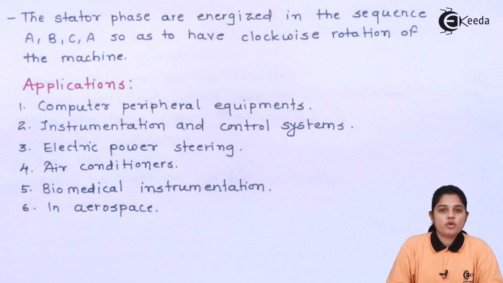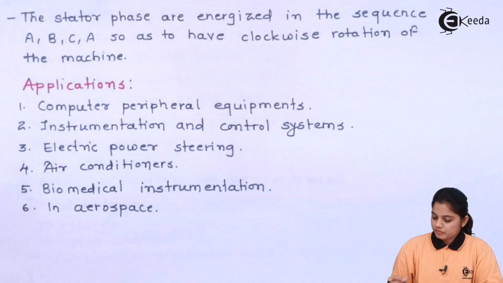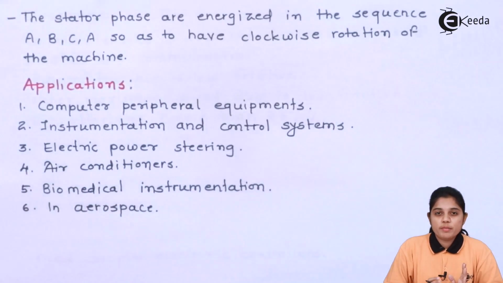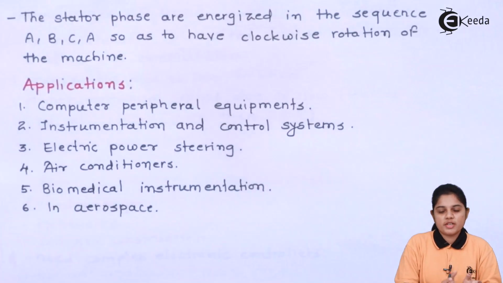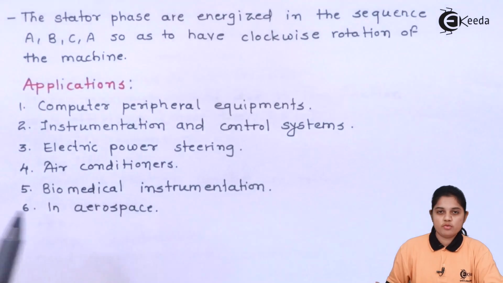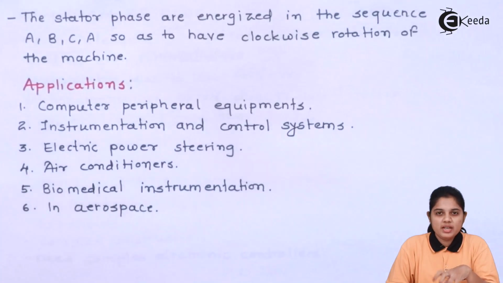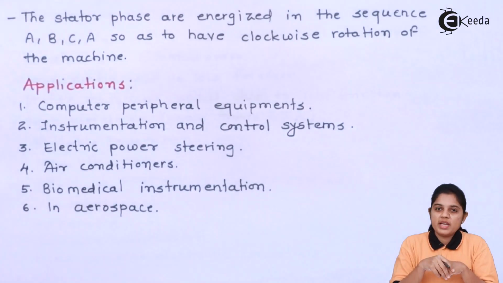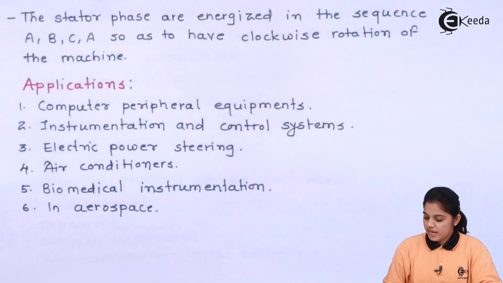Then we can use it in a control system to control some parameters. Also, we need a BLDC motor. It is used in electric power steering too, because it is brushless. There is less power consumption because of the absence of brushes. So it always has some advantages over the brushed motor. It is used in air conditioners, biomedical instrumentation, and aerospace. Since they do not have brushes, they will be less noisy. In biomedical applications, you know that the noise should be less, so a BLDC motor can be utilized in biomedical instrumentation.